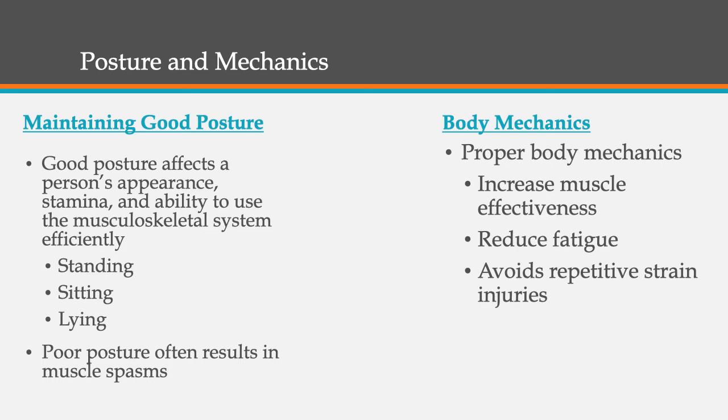Posture and mechanics. It's very important to maintain good posture. That affects a person's appearance, their stamina, and the ability to use the musculoskeletal system effectively. Good posture also affects our standing, sitting, and lying, and poor posture can lead to muscle spasms. As far as body mechanics go, we need to make sure we use proper body mechanics, such as distributing weight equally on both feet, providing a broad base of support whenever we're lifting, maintaining the hips at an even level, bending the knees slightly to avoid straining the joints, holding the chest up slightly and forward, and extending or stretching the waist to give the internal organs more space and maintain good alignment of the spine. It's really important to maintain good body mechanics, and that will help support our posture as well.